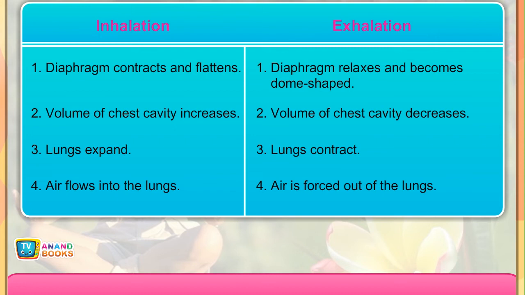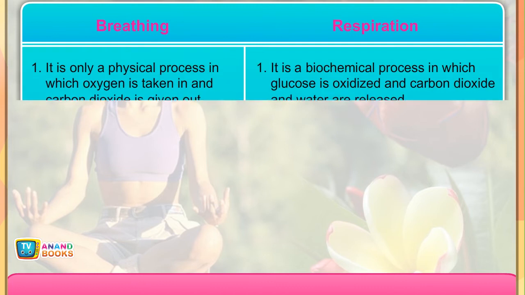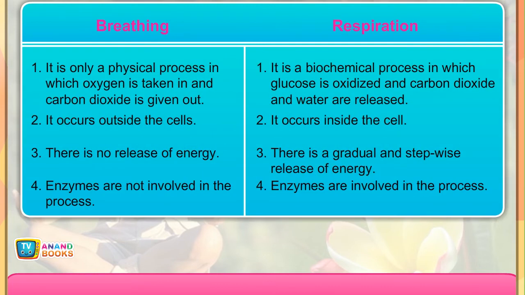Air flows into the lungs, air is forced out of the lungs. Breathing. Number 1. It is only a physical process in which oxygen is taken in and carbon dioxide is given out. Respiration. Number 1. It is a biochemical process in which glucose is oxidized and carbon dioxide and water are released. Number 2. It occurs outside the cells. It occurs inside the cell.